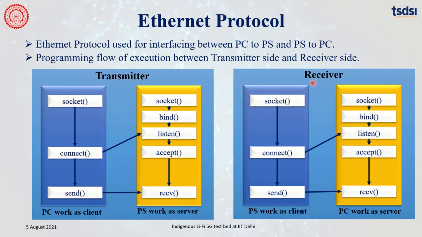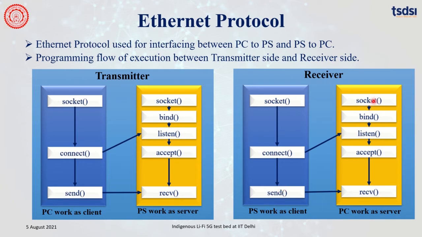Here I am explaining about the receiver side. On the receiver side we are doing reverse processing. Reverse processing means here the PS works as a client and the PC works as a server. I am explaining about the client at the PS side. The socket creates the TCP/IP socket, and a new connection is created from the client. The send function is used for sending the data from client to server.